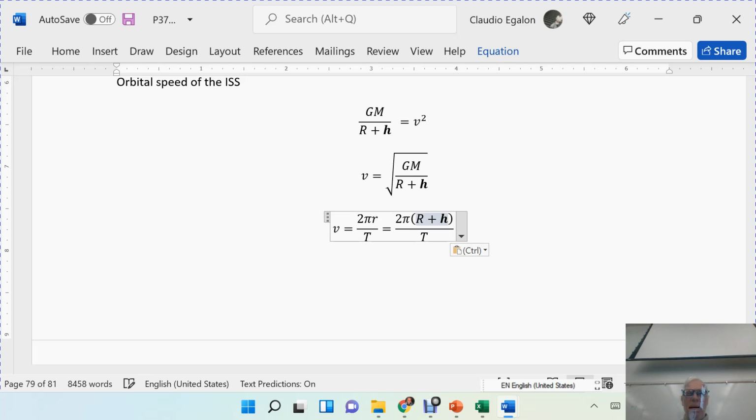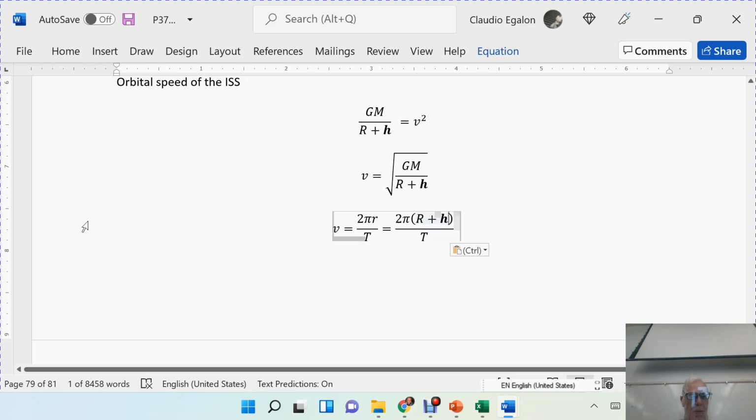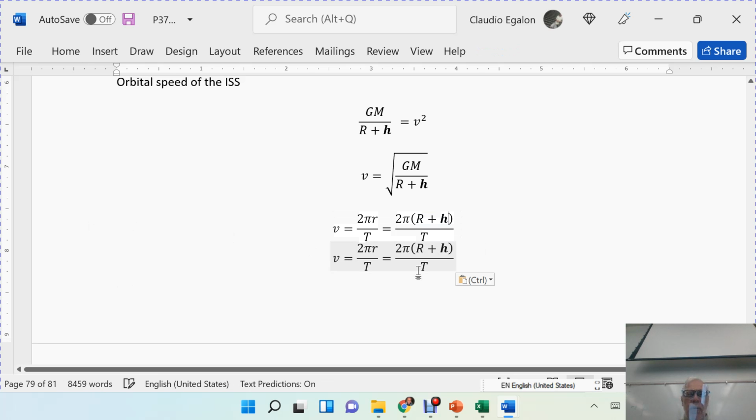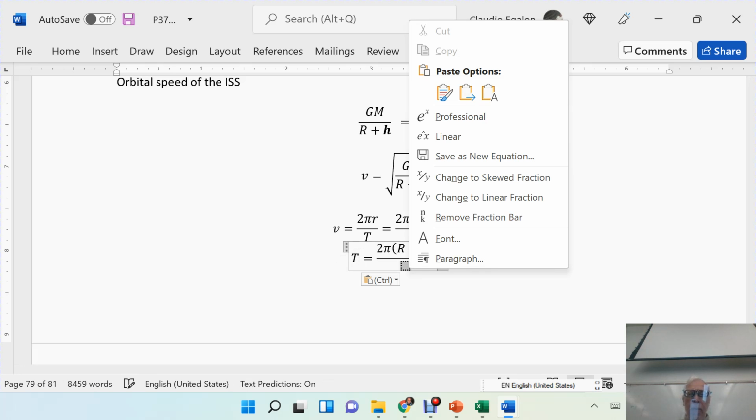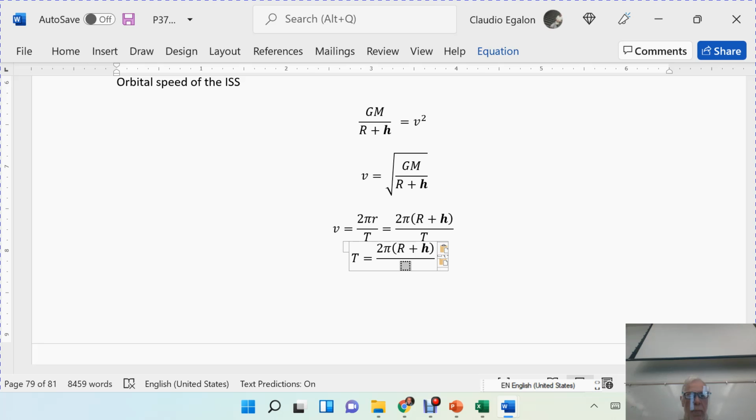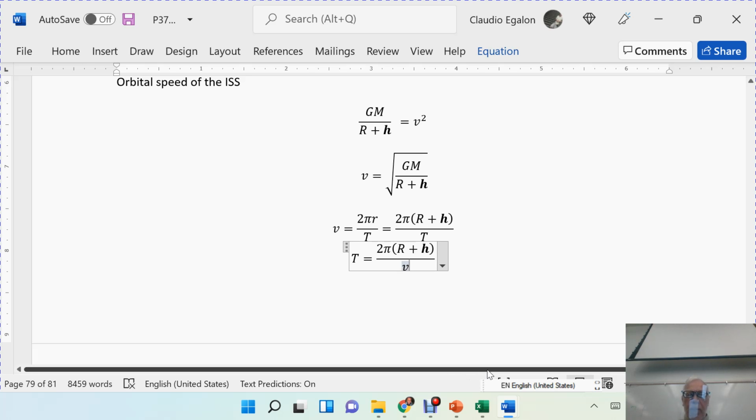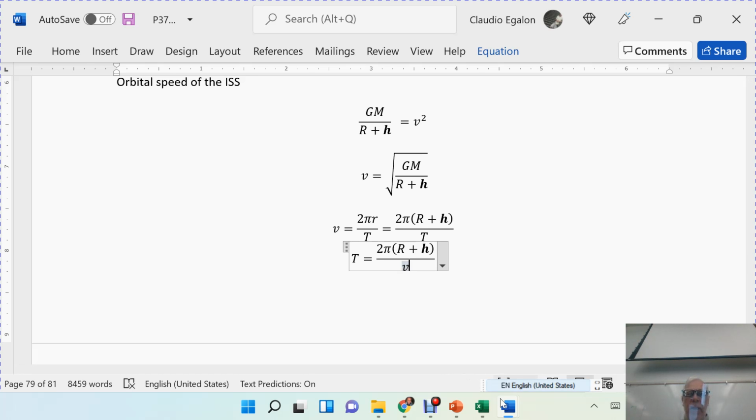Here we go, big R plus h. We want to find out this guy right in here, right? So solve for T. That's how we do it. And then we use Excel to find out what T is. We already have v, right? T equals 2 pi (R plus h) divided by v.